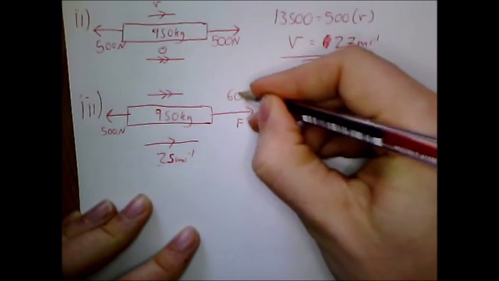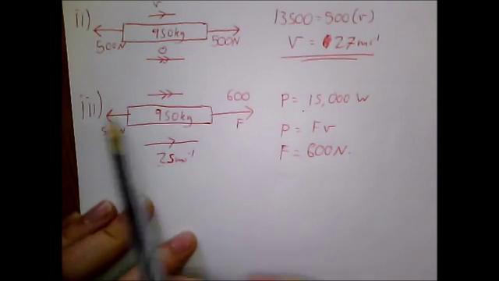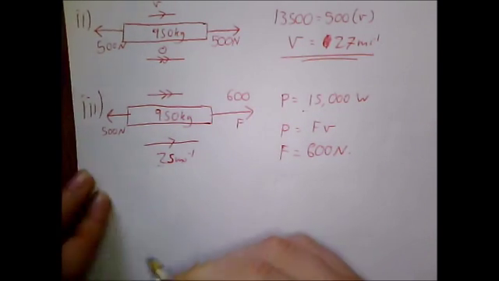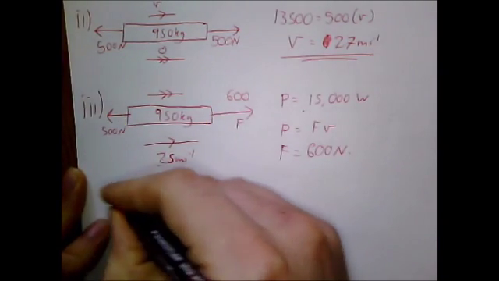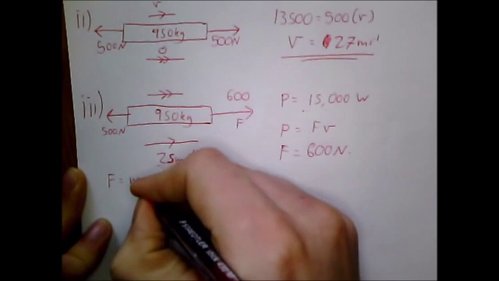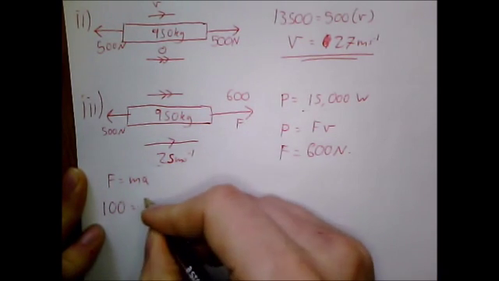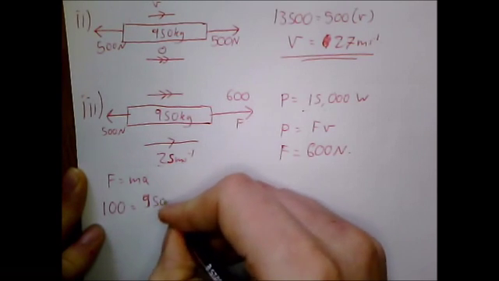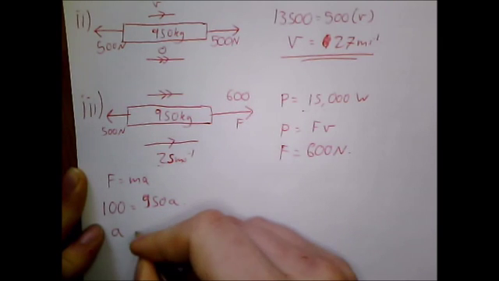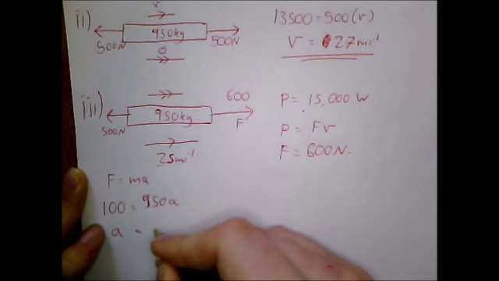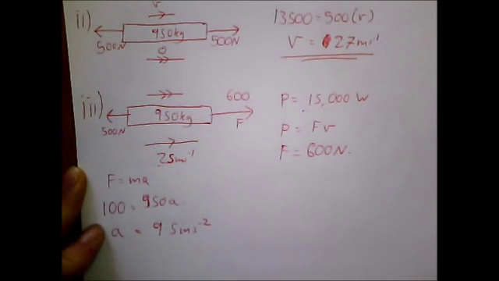So now we know this, we can clearly see it's out of equilibrium. The resultant force is 100 newtons to the right. So using F equals ma, we have 100 equals 950 lots of a. This gives us an instantaneous acceleration of 0.105 meters per second squared.